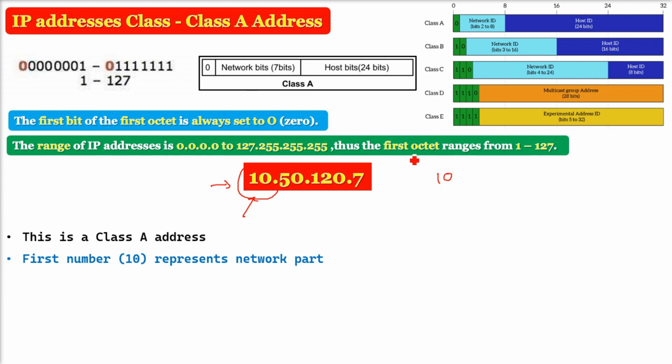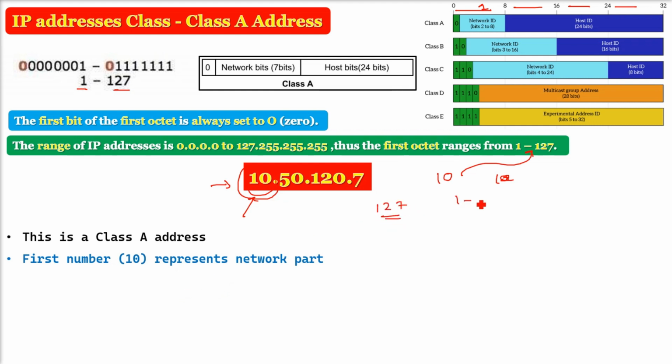Actually not 127, it should be 1 to 126. 127 is used for the loopback. So the first octet we are talking about can range from 1 to 126, as I said. Alright. So just see the first octet. This 10, when you see, oh, it is between 1 to 126. So this is a class A address.